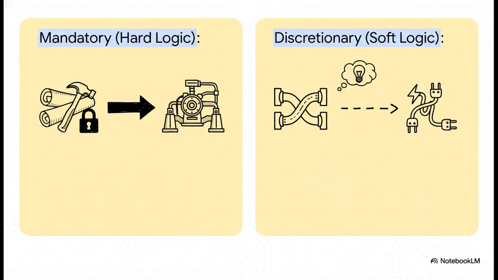Mandatory dependencies, what we call hard logic, are non-negotiable. They're the laws of physics, or the actual law. You just can't test a car before you build the engine. Discretionary dependencies, or soft logic, are different. They're about preference or best practices.